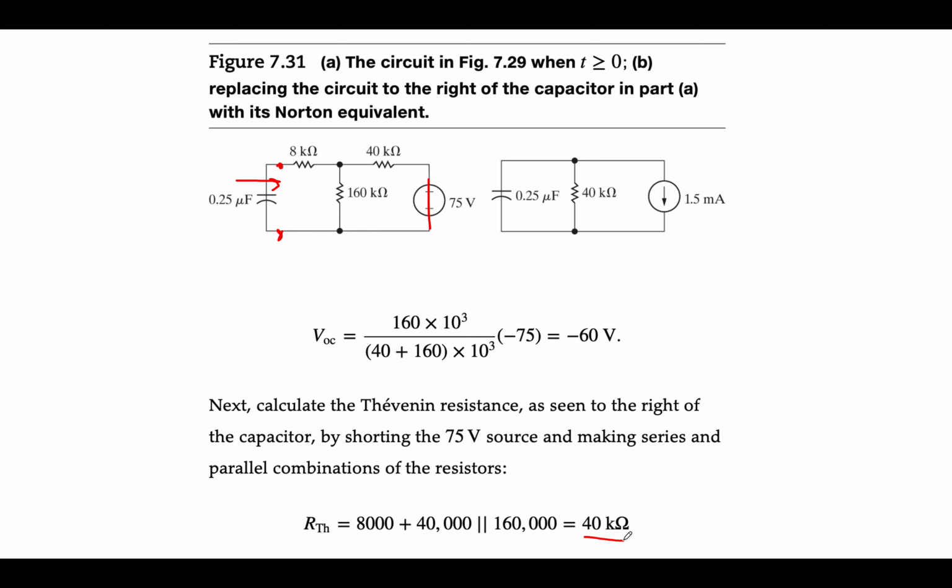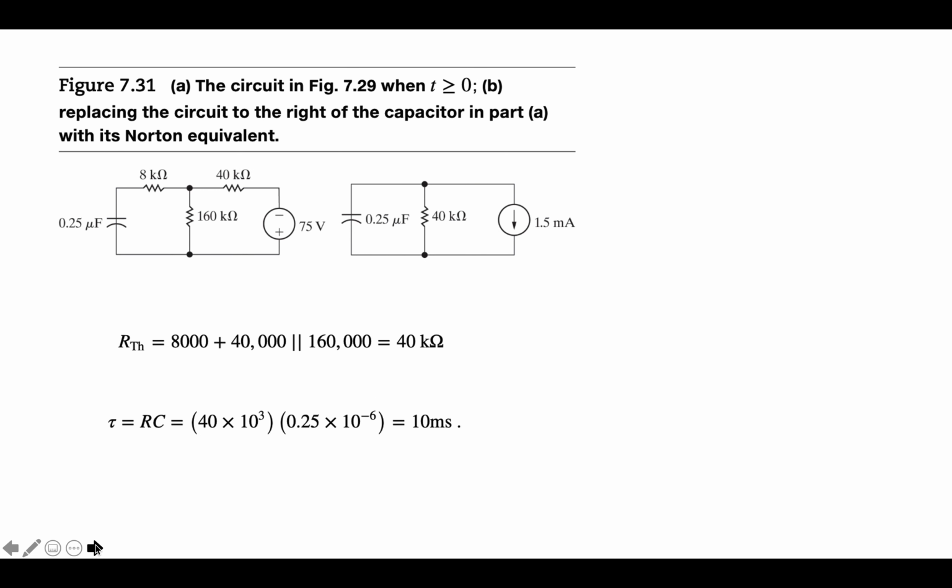No problem with what they've done here. It's just, in my opinion, this step is not necessary if you don't have any dependent sources. In fact, they say short the 75 volt source, make series and parallel combinations. And here's that Thevenin resistance right here. Okay, now what we want to do, I guess the one thing that this does make easy is when you let time go to infinity, then it's pretty easy to calculate what the voltage across the capacitor will be. So that would be the one advantage of that.